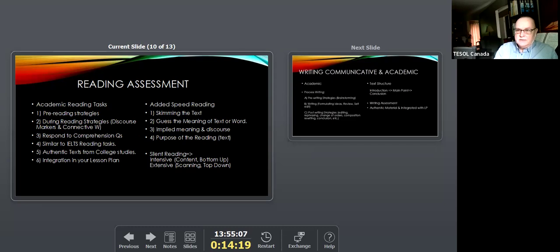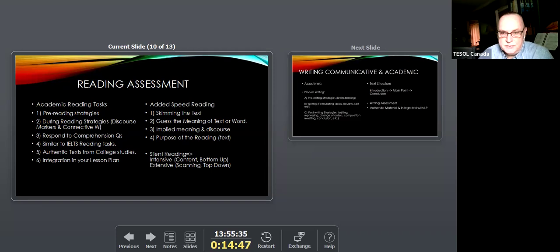Academic reading tasks. You can have pre-reading strategies where the students are reading before a new lesson, and that helps you to establish the level of their reading ability. You can have during reading strategies where discourse markers and connective words are identified by the student. You can have students respond to comprehension questions, similar to IELTS reading tasks. Authentic texts from college studies. Integration in your lesson plan.